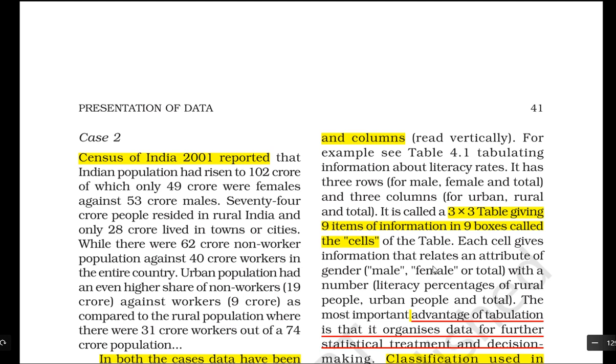And you have seen earlier that in table 4.1 we have presented the data in rows and columns. So when you present the data in rows and columns, suppose you make 3 rows and 3 columns, it is called a 3 by 3 table. In this, 9 items of information can be used because 9 boxes are there. If you draw 3 by 3, 9 boxes will be there. Each box is called a cell and each cell has a unique piece of data.